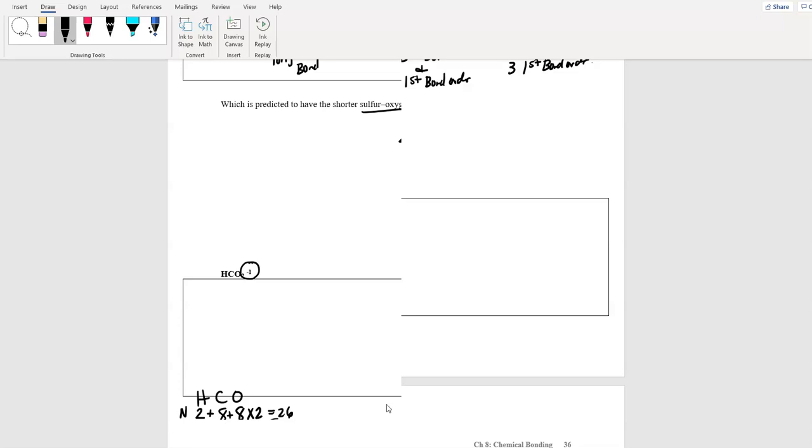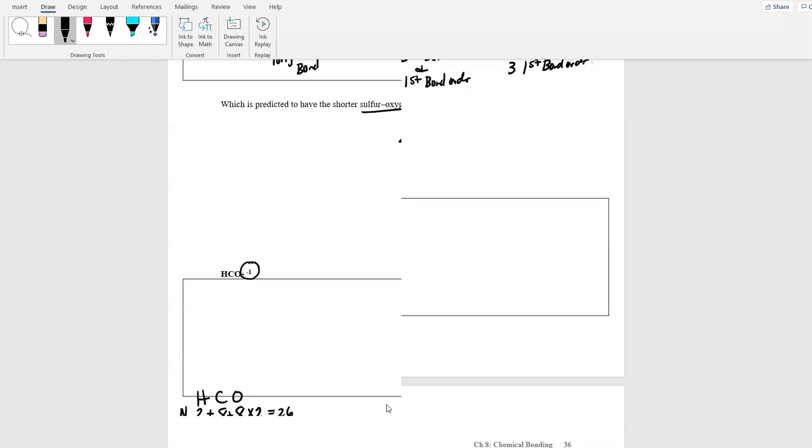This one was sharing 4. Now he needs 2 lone pairs. This oxygen is only sharing 2 with carbon, so he needs 3 lone pairs. But what about carbon? He's got 2, 4, 6 with hydrogen, and then the 8 over here with this oxygen. He's good, so leave him alone.